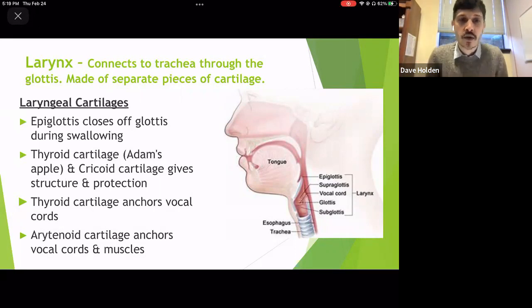The thyroid cartilage is one you guys are familiar with. This is the Adam's apple. I don't have one, unfortunately, but a lot of guys do. It's just cartilage. And the cricoid cartilage gives structure and protection. Thyroid cartilage anchors your vocal cords, and the arytenoid cartilage anchors the vocal cords and all of the muscles of vocalization.